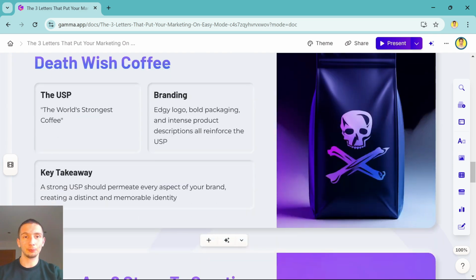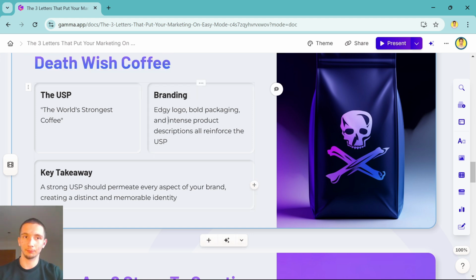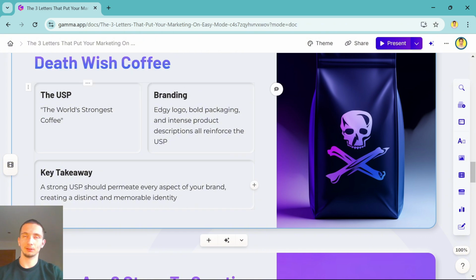On to the next one, Death Wish Coffee. It will catch your attention if you're walking down the aisle in the supermarket. First of all, Death Wish Coffee. Amazing name. It's going to catch your attention as you're walking down the aisle in the supermarket. And the USP was the world's strongest coffee. This isn't an actual picture of their coffee, but here they would have Death Wish Coffee, the world's strongest coffee. And I think they also had another USP where they said dangerously powerful or dangerously strong, something like that.